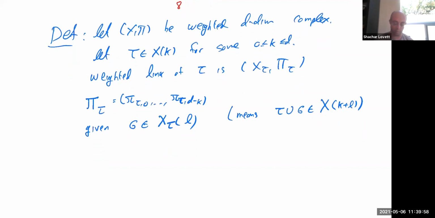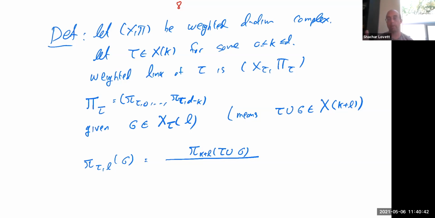So what is its definition? I want to define pi_tau,L of sigma. Right, so I want to define the distribution in this link on the Lth level. What is the probability we sample sigma? So that's going to be basically proportional to pi_(k plus L) of tau union sigma, except that this doesn't sum to 1. So we're going to normalize this by the sum over all these faces that contain tau, so that this actually becomes a distribution. So this is basically a conditional distribution.